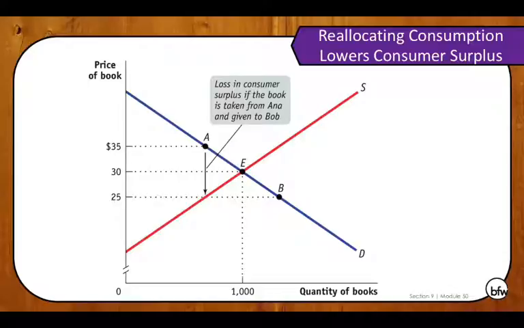This is not efficient because it lowers the total consumer surplus. The lost consumer surplus equals $4 from buyer 1, who does not get to enjoy the gadget, plus buyer 7 actually has $4 minus $6, or negative $2 of gained surplus. So the total lost surplus is $4 plus $2, or $6. Now, that is shown in a different example here on this slide as a loss in consumer surplus if a book was sold and it was taken from Anna and given to Bob.